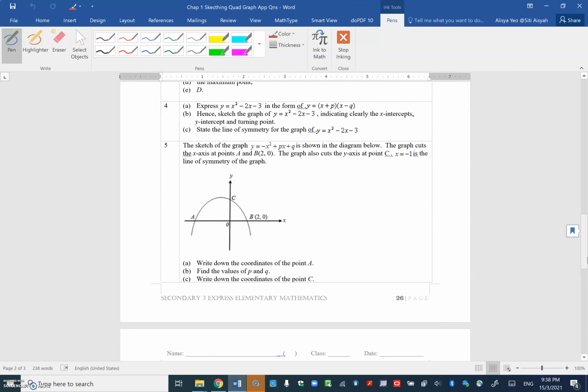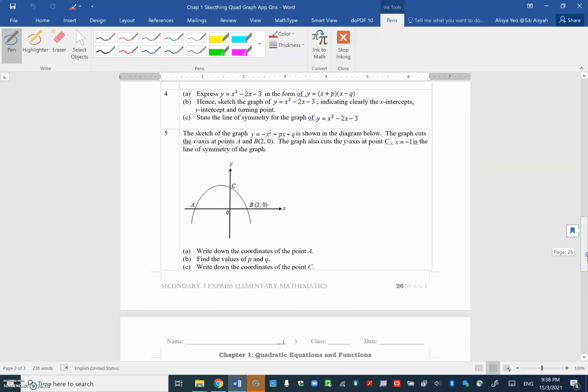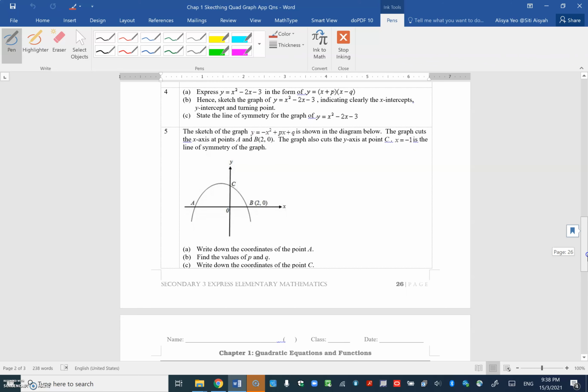I'm going to start with question 5, because it is the hardest, I would say, for the entire exercise. Once you understand this, you will definitely be able to do the rest. If you look at this question, the first thing you have to identify is that the curve given is a sad face. Once you have identified that, the next thing you look at is your quadratic equation. In this case, it's a negative x squared graph, which tells you it's a sad face also. And then of course you've got your px and constant q.